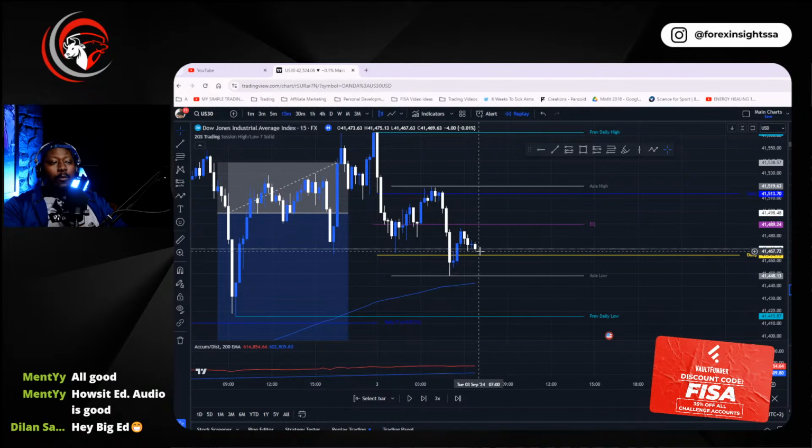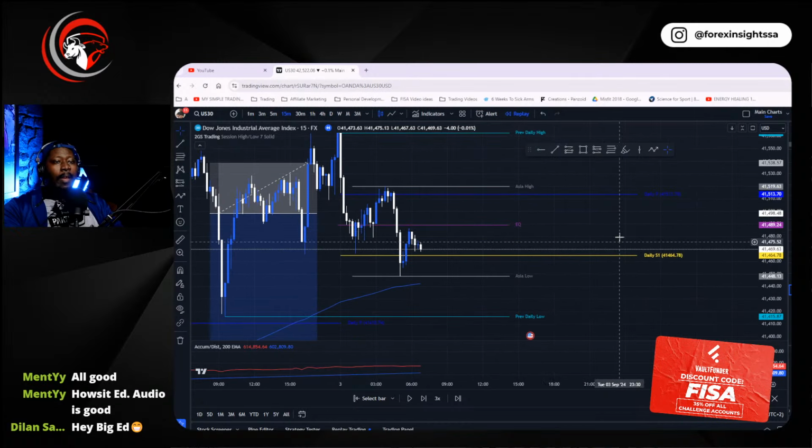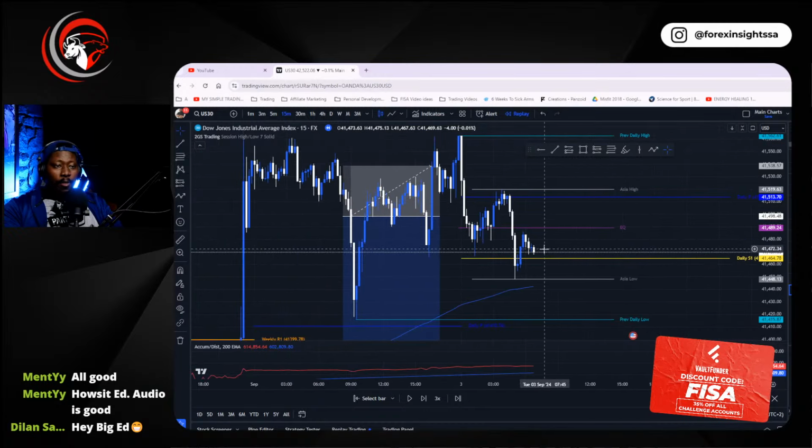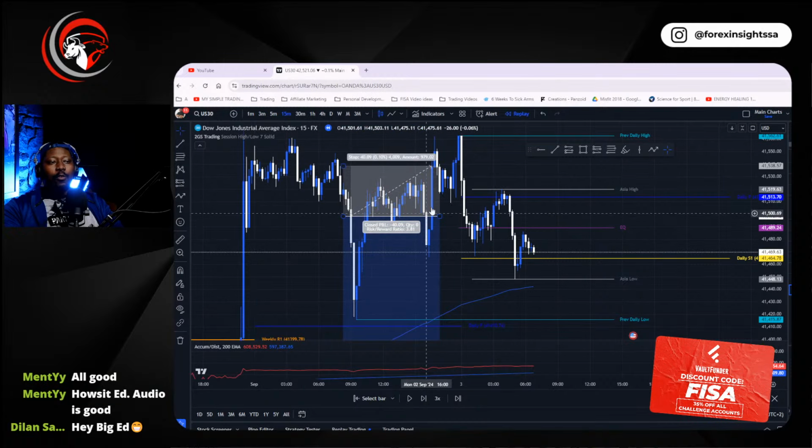So here we can't really play the EQ strat exactly because it's within the Asia range. It's likely going to go to Asia highs, Asia lows, everything in between. We also have this interesting price action where the daily pivot is also within here, and the daily S1 also within here. Reason why all of these are so clustered together is because of how tight yesterday's range was.